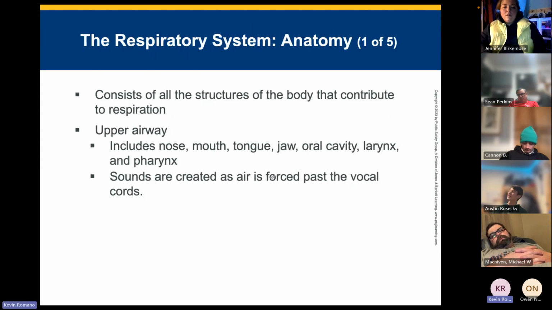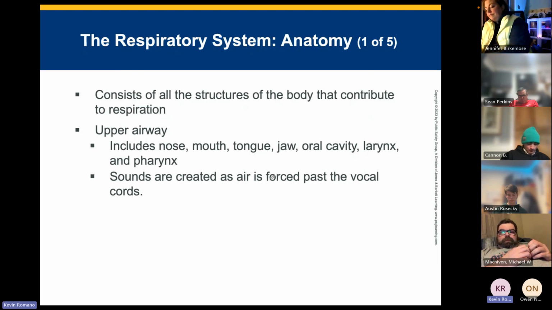All right, respiratory. All right, the respiratory system consists of all the structures of the body that contribute to respiration. Upper airway. You'll probably see this on a test, the difference between upper and lower airway. The upper airway includes the nose, mouth, tongue, jaw, oral cavity. Obviously, the nasal cavity is part of that as well. The larynx and the pharynx.